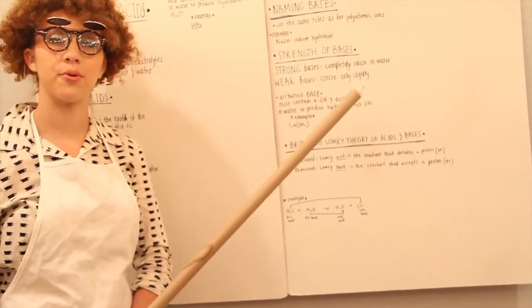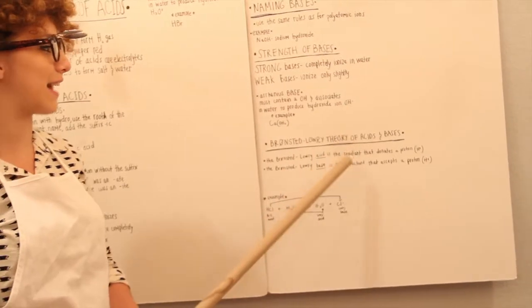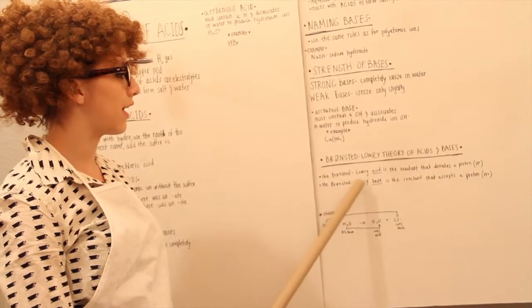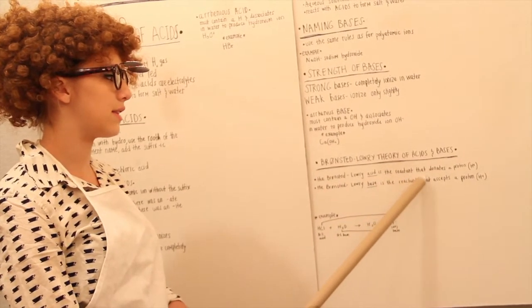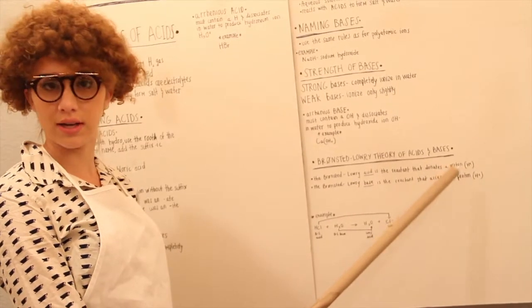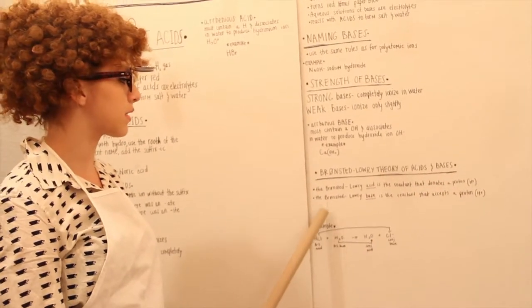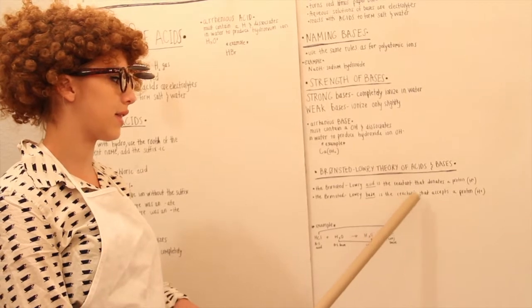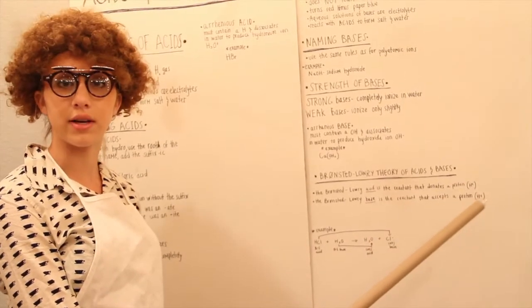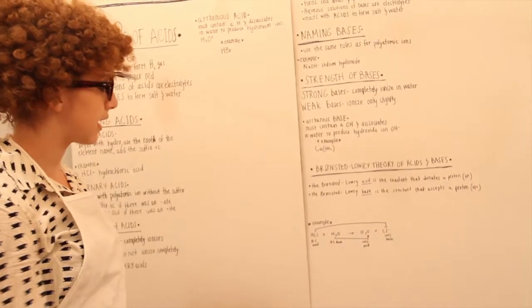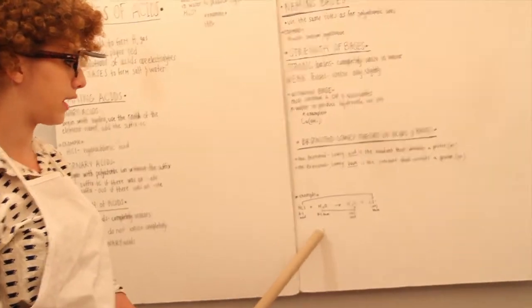Now we're going to talk about the Bronsted-Lowry theory of acids and bases. The Bronsted-Lowry acid is the reactant that donates a proton, H+. The Bronsted-Lowry base is the reactant that accepts a proton, H+. An example of that would be this right here.